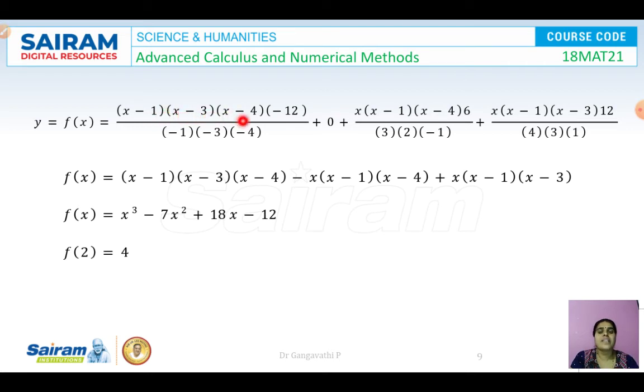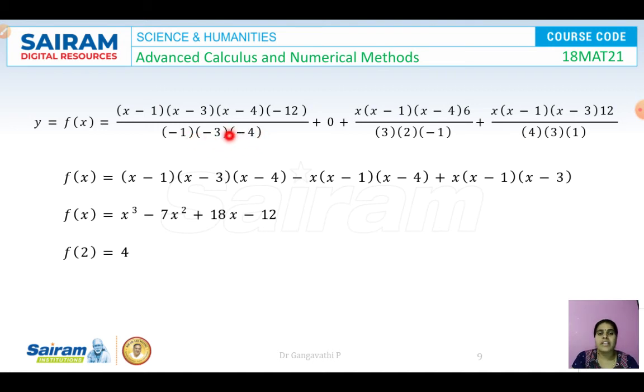Similarly, x minus x1, x minus x2 and y0. And the denominator is x0 minus x1. The values will be -1, -3 and -4. Then the second term is going to be 0. And the third term, keeping x as it is and substituting only the remaining values. And the third term will be like this. So now, -1, -3, -4.